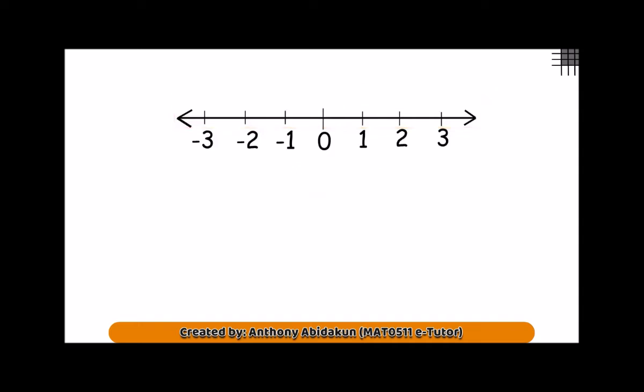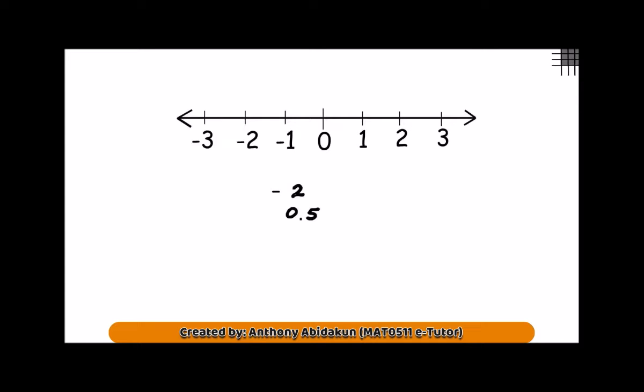Let's look at a few examples. Say -2. Yes, it can be plotted on the number line. It's this point. So -2 is a real number. What about 0.5? Even though it's not an integer, it can be plotted on the number line. It will be somewhere here.